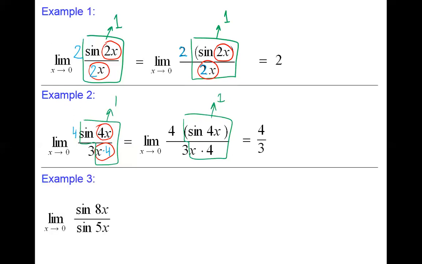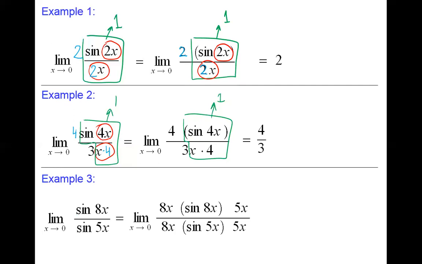Sine of 8x over sine of 5x as x goes to 0. That's what we're missing: we're completely missing 8x in the denominator and 5x on the top. So this is my original function, sine of 8x over sine of 5x. I multiply and divide by 8x, which I can simplify. And I multiply and divide by 5x, which if I cancel out, I have my original function. So doing this multiplication and division, I didn't change the original function.